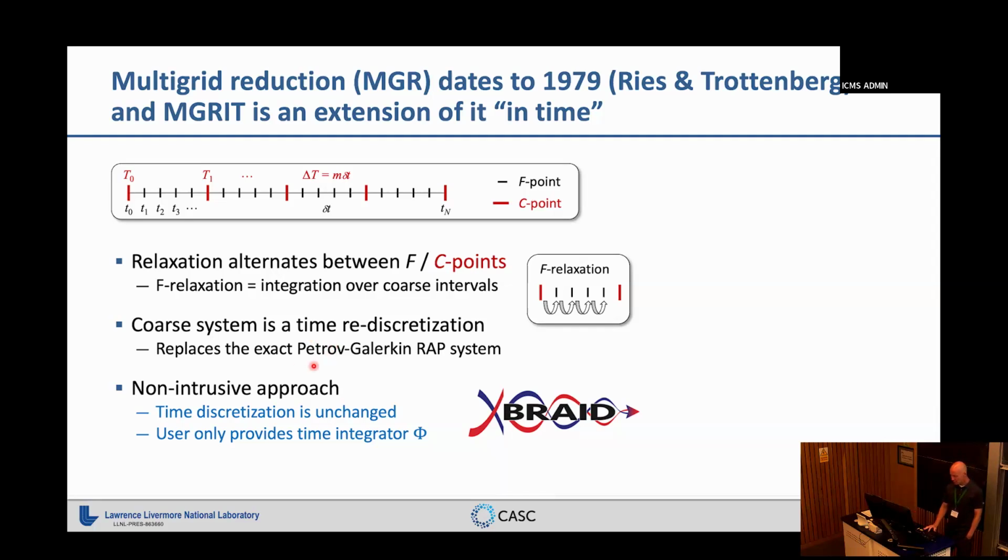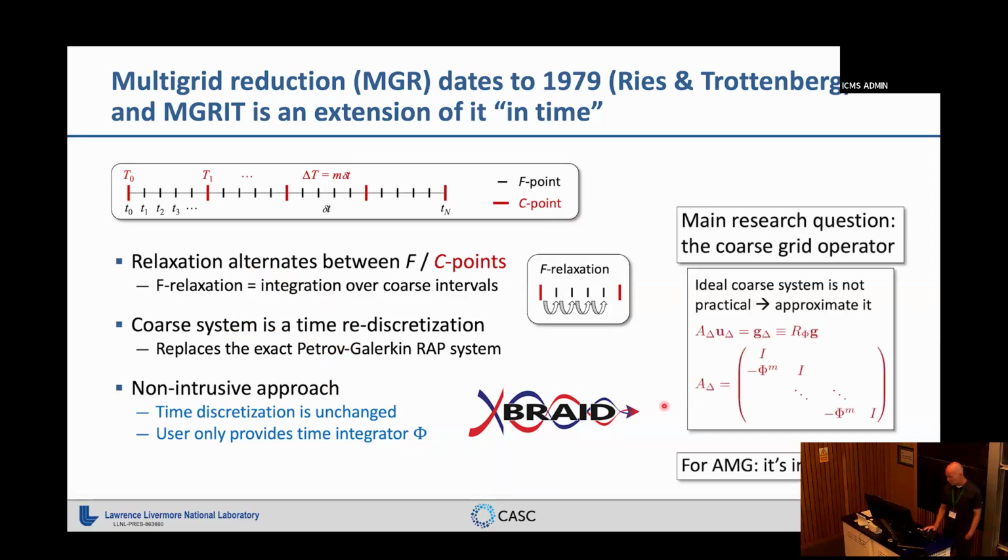But the reason we like this is it has the potential to be non-intrusive, because everything that I've described, especially in the relaxation process, is just wrapping a time stepping operator. At least in our approach, we just solve the same space-time system. XBraid, I'll mention on the next slide. That's our open source implementation of this. And the big research question is how you define the coarse grid. I will come back to this again in the hyperbolic setting.